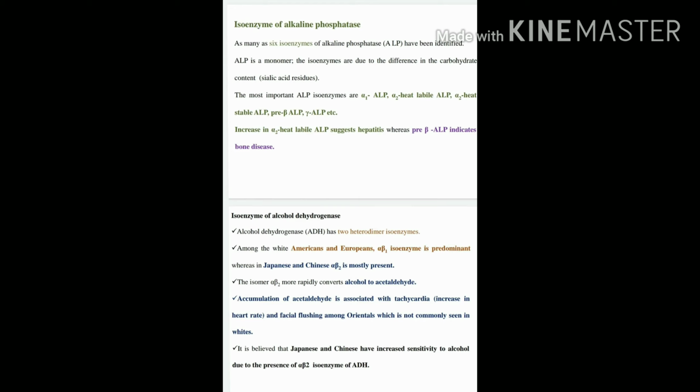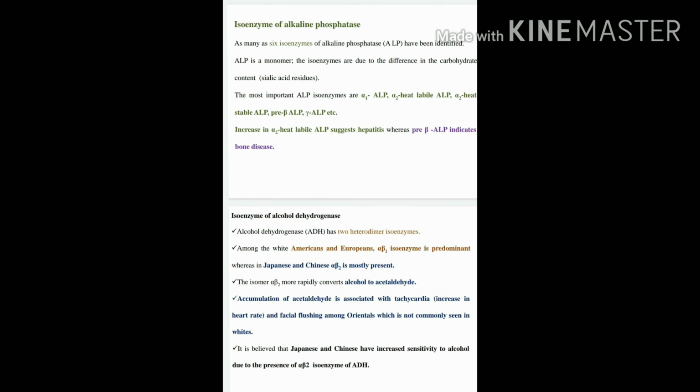The fourth isoenzyme is alcohol dehydrogenase. The alcohol dehydrogenase, that is ADH, has 2 heterodimer isoenzymes. That is, among Americans and Europeans, the alpha beta 1 isoenzyme is predominant, whereas in Japanese and Chinese, alpha beta 2 is mostly present.